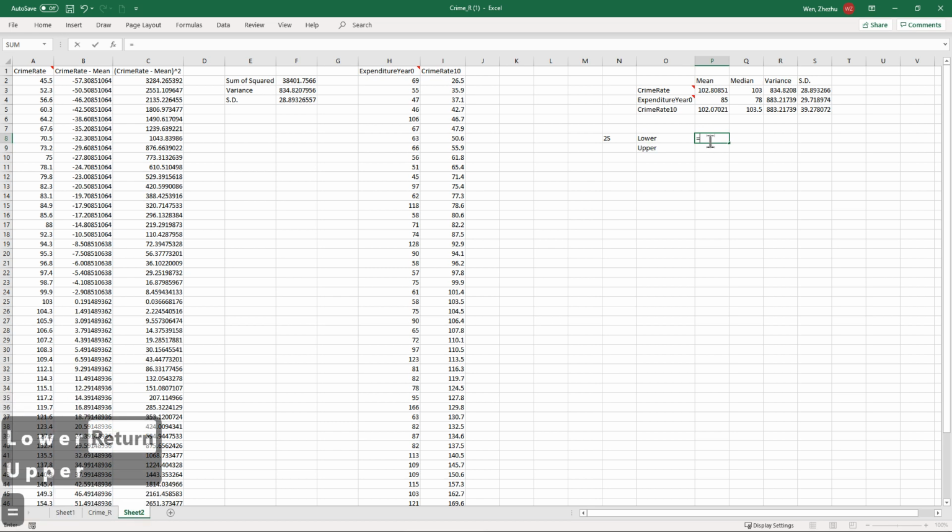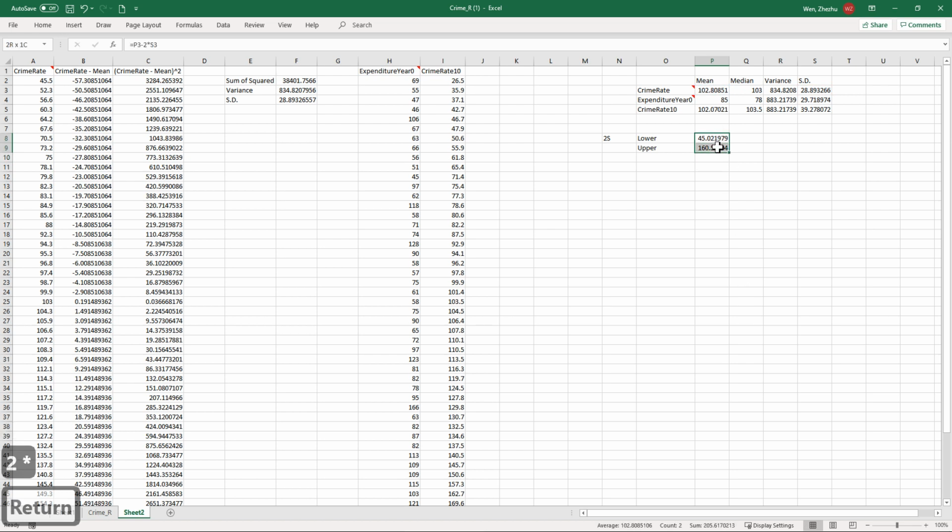So the lower boundary was calculated using the average minus 2 multiply standard deviation. But the upper boundary is the average plus 2 multiply by the standard deviation. So we have obtained a section which begins from 45.021979 all the way to 160.59504. This is going to be an interval.